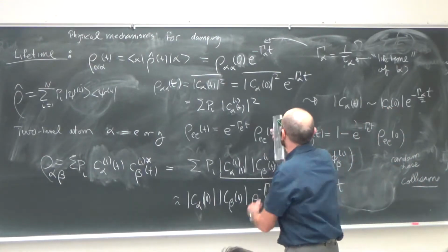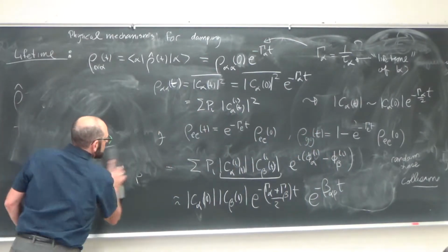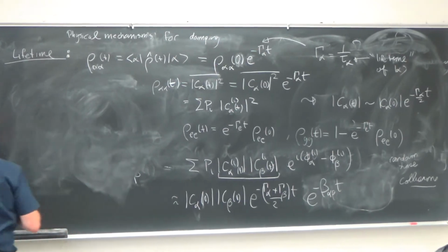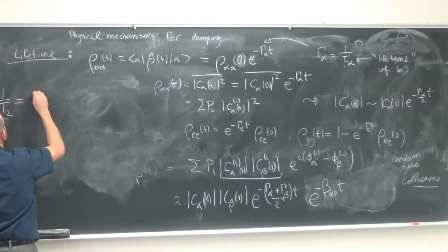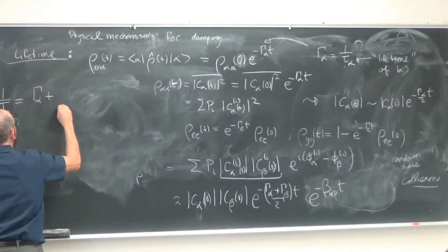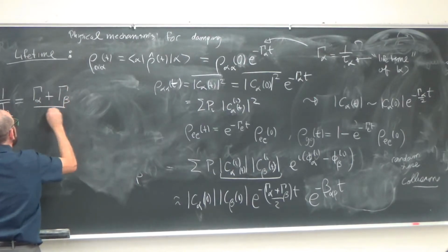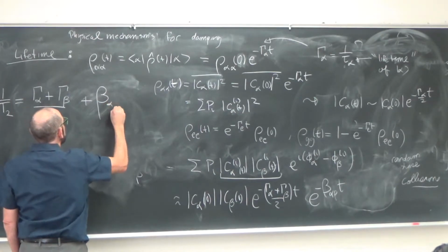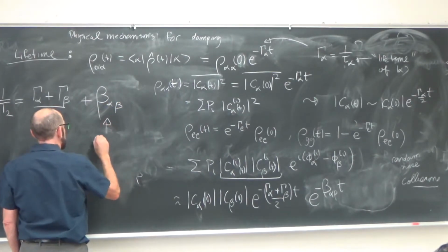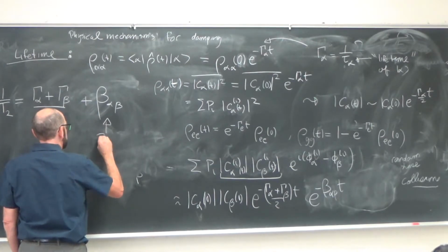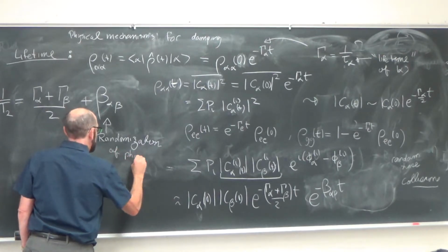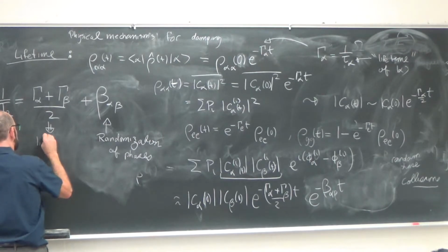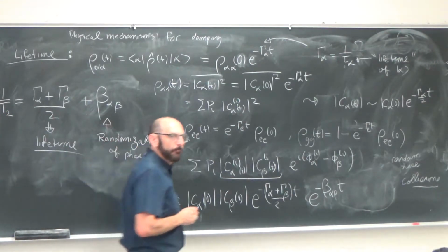The point being the following. The T2 time of the system depends on two things. It depends on the lifetime of the two states over 2, and something having to do with dephasing.